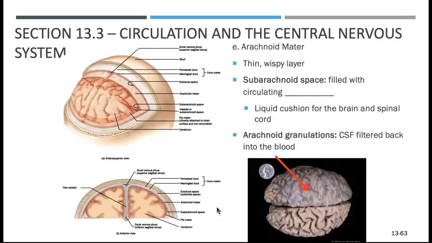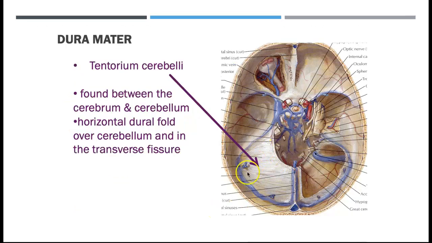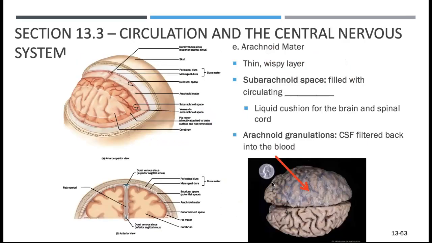And then we have the tentorium cerebelli. Over here in the transverse plane, you can see that it would be sitting between the cerebrum and the cerebellum. On this side, you can see the tentorium cerebelli has been cut away, and the cerebellum would be sitting right within this pocket. There's a similar pocket underneath here, and then the cerebrum would be sitting on top of this dural fold.